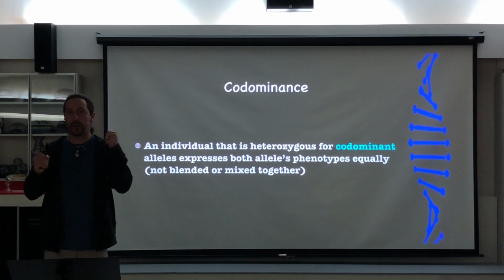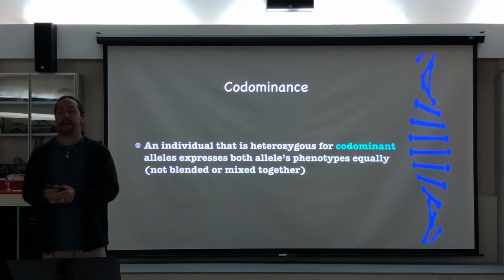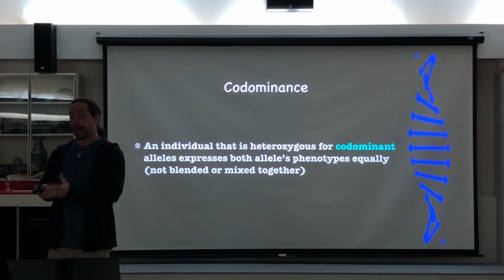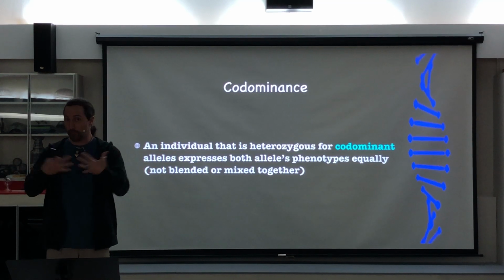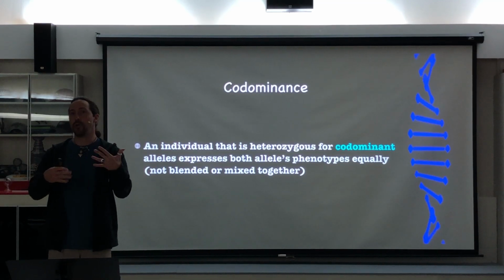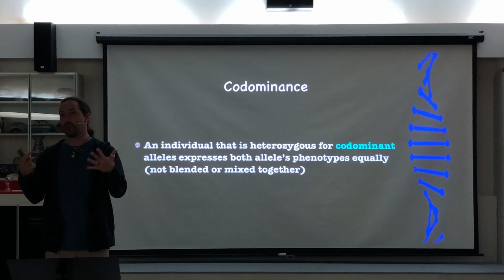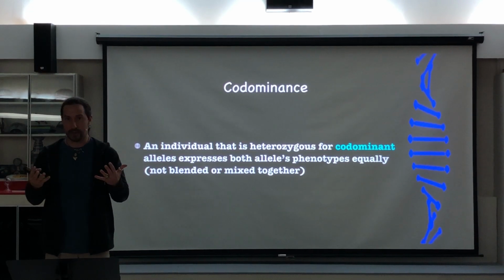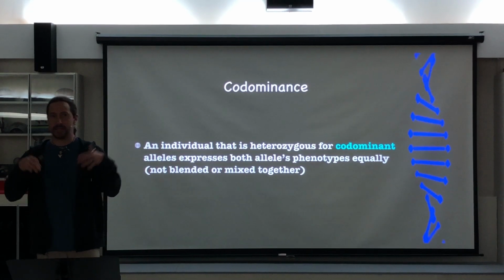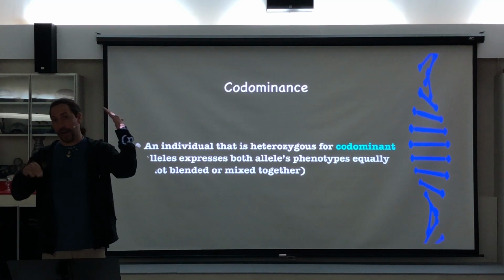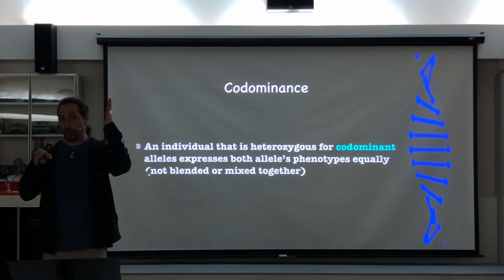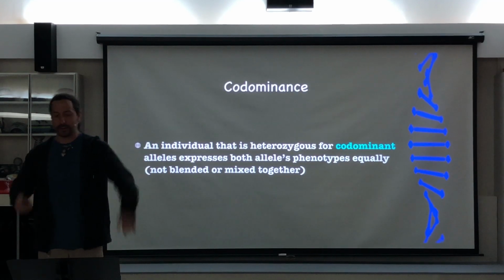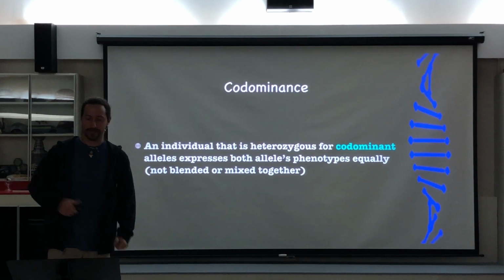So instead of the flower that is blue mixing with yellow, making green, this would be blue and yellow spots or stripes or something along those lines. Instead of having long and short ears make medium ears, it would be like one long ear and one short ear, which would be really weird. But that's what we're looking at.